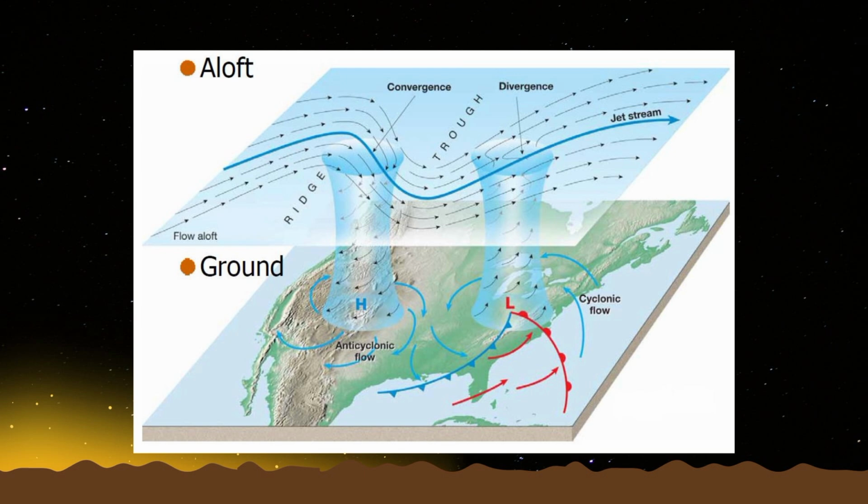So if a trough is present in the jet stream, then there is a tendency that the weather at the surface is cloudy, stormy, or there is a possibility of rain. Next, we have the convergence and divergence. When we say upper level divergence, upper level divergence happens in the low pressure systems. Divergence is the spreading apart of air in the upper atmosphere.